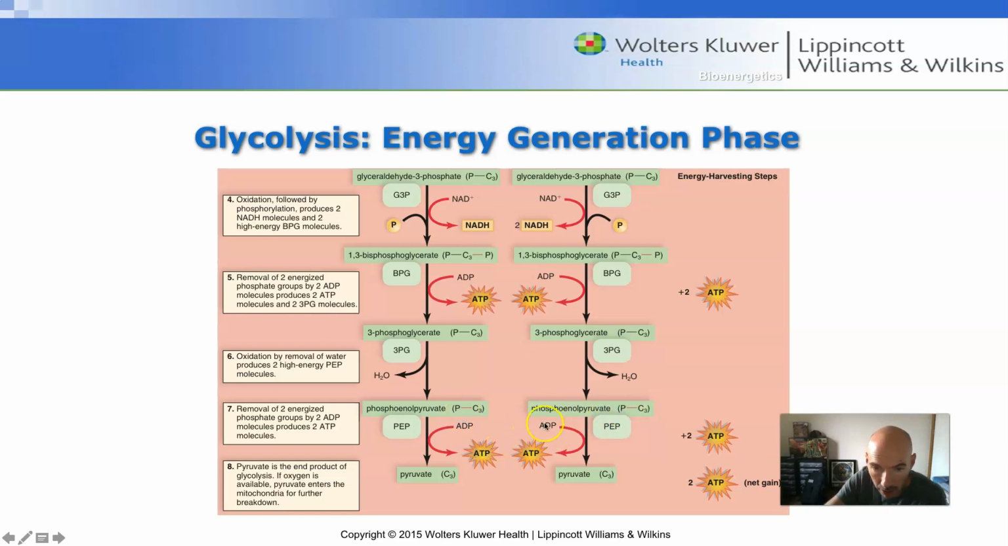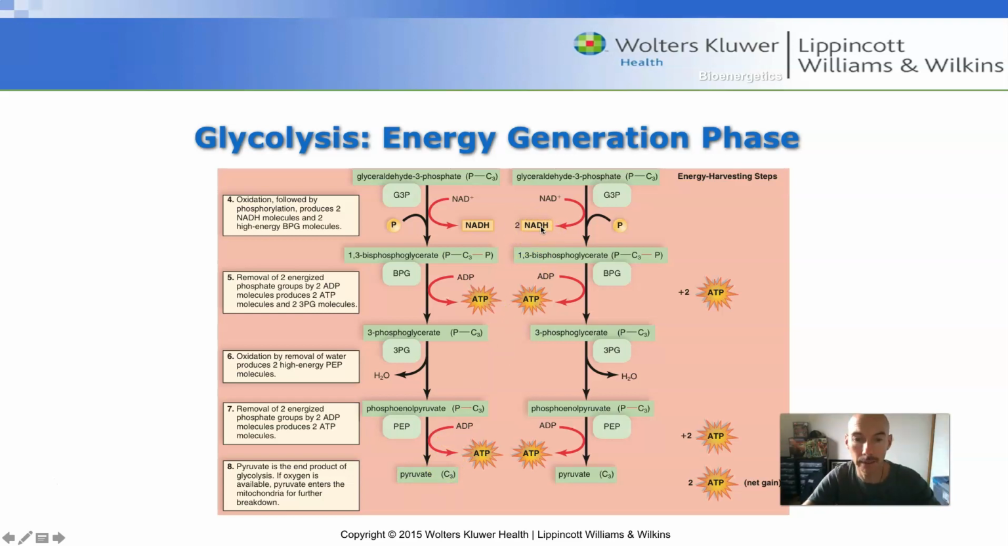Again, we have an ADP molecule. The phosphate is stripped off of the PEP molecule and added to the ADP in both reactions, again giving us another 2 ATP, okay? So what we're left with is a net gain of 2 ATP, and then the byproduct of 2 pyruvates, okay, here and here. Not to forget about also our 2 NADH, right?